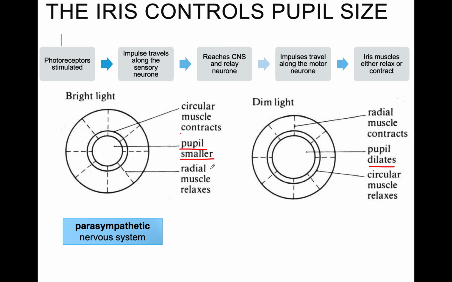So bright light and pupils contracting, becoming smaller, is parasympathetic, whereas dim light and the pupil dilation is controlled by the sympathetic nervous system. Now these two points are important.